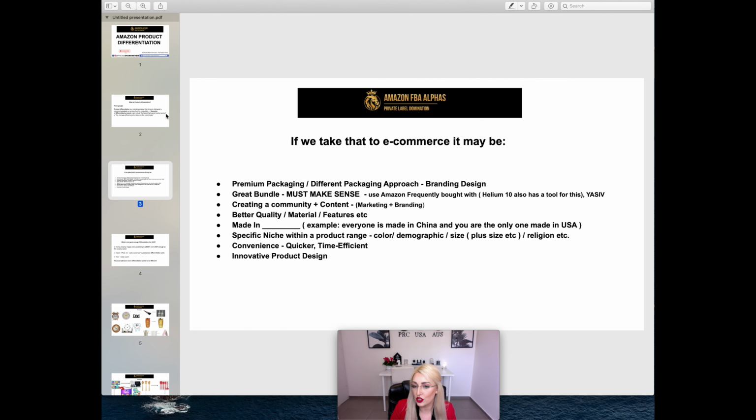So differentiation today can be premium packaging, different packaging approach, a great bundle, which must obviously make sense. And you can use Amazon's frequently bought with in order to find that, or Helium 10 has the tool as well, or Yasiv, and I will show you what each one of those is.